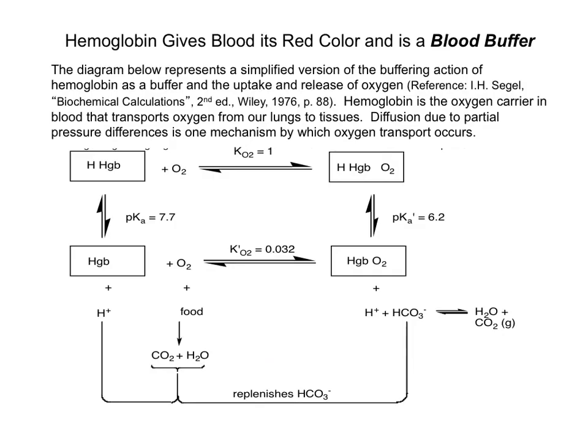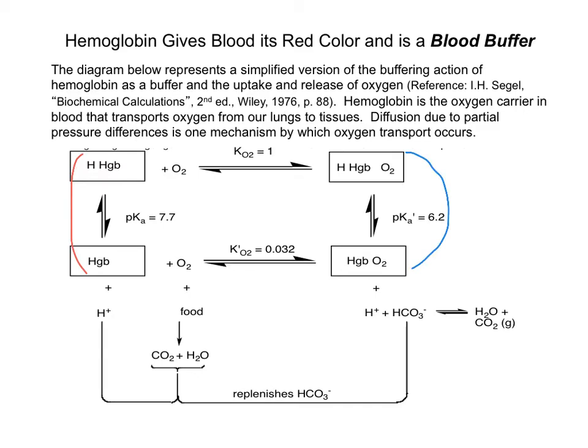You know, hemoglobin transports oxygen from our lungs to our tissues. Hemoglobin also buffers our blood. Hemoglobin is a protein, which means it's a weak acid. Note that there are two forms of hemoglobin, the deoxygenated form and the oxygenated form.